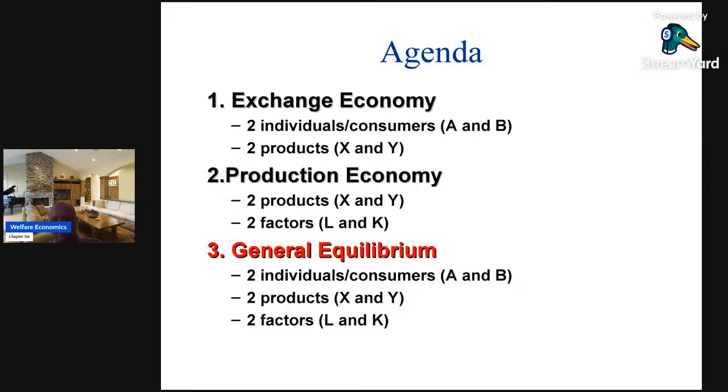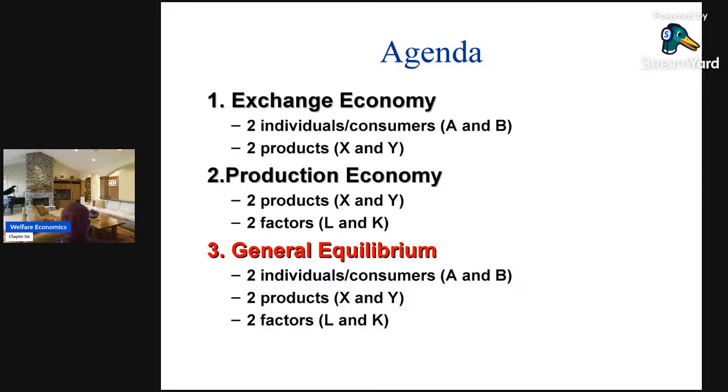Our agenda under this general equilibrium is, one, the exchange economy, and two, the production economy. This coordination of both the exchange economy and the production economy gives us the general equilibrium.